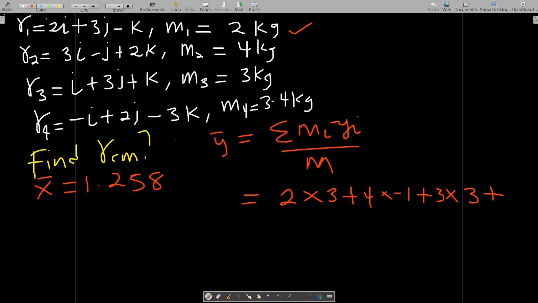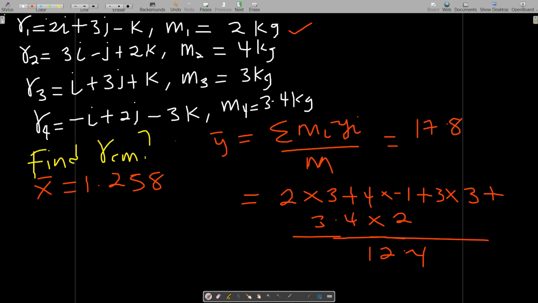Then plus 3.4 times 2, all over the total mass, 12.4. So this gives me 2 times 3 plus 4 times -1 plus 3 times 3 plus 3.4 times 2, and this gives me 17.8 for the numerator, and the denominator is 12.4.